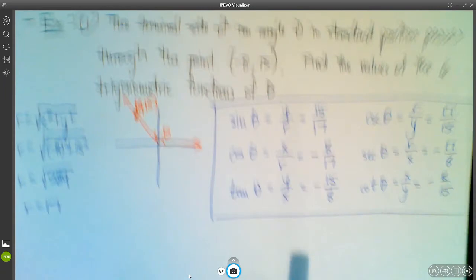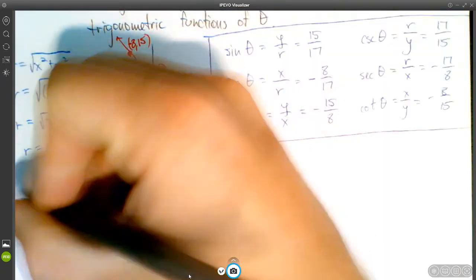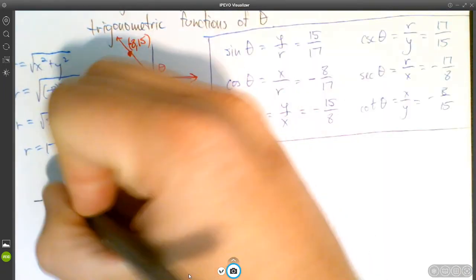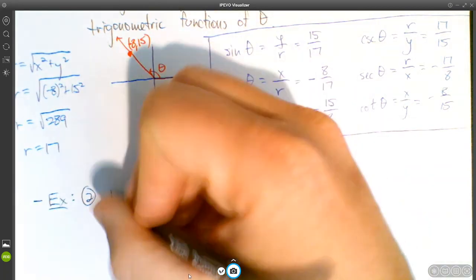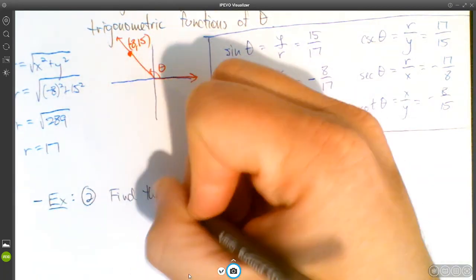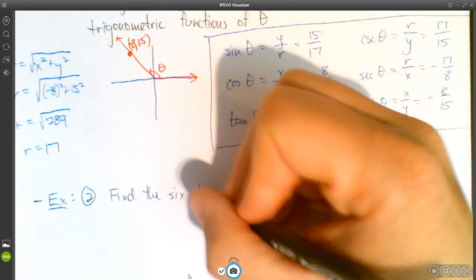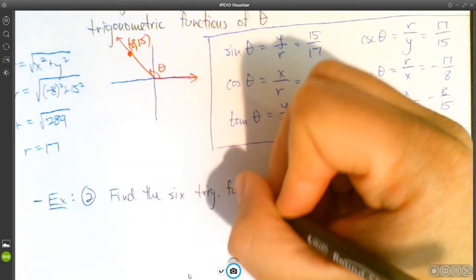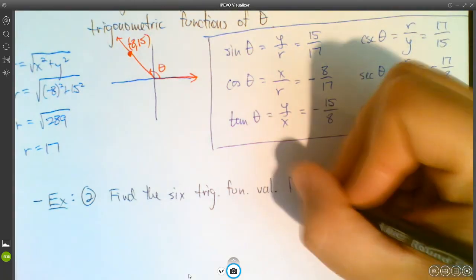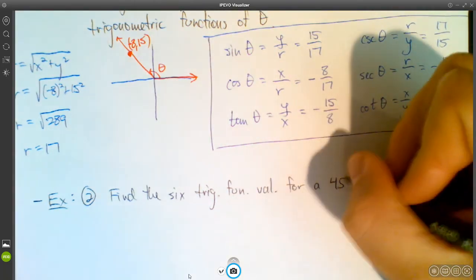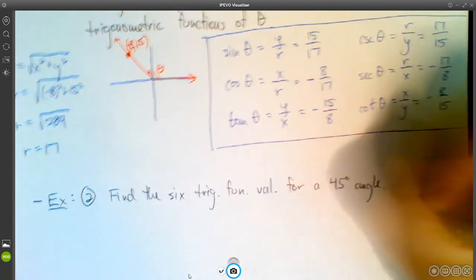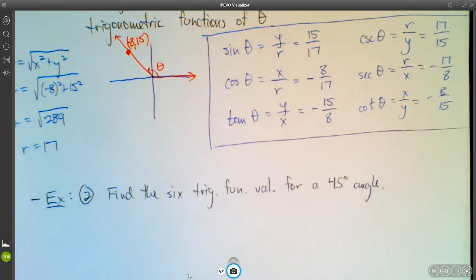So with that in mind, let's find the 6 trig function values for a 45-degree angle. So find the 6 trig function values, trigonometric function values. So I'll abbreviate those words often. But find the 6 trig function values for a 45-degree angle. All right.